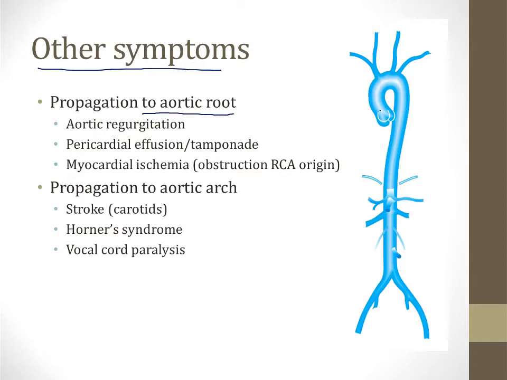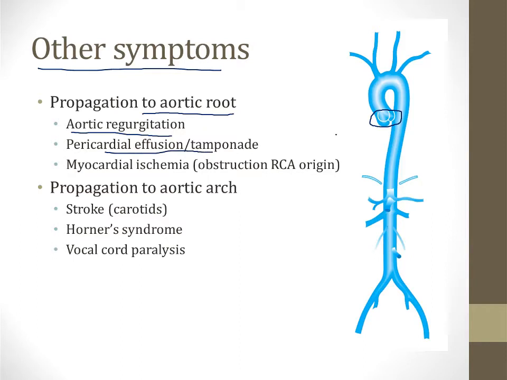Remember that the heart is sitting at the root of the aorta, so is the aortic valve. It's this portion I'm circling with my pen. So if that portion of the aorta dilates and stretches from a dissection, that can cause aortic regurgitation. Those leaflets of the aortic valve will not be able to come together normally, and blood will leak backward through the aortic valve. In addition, the dissection can enter the pericardial space and cause a pericardial effusion or tamponade.